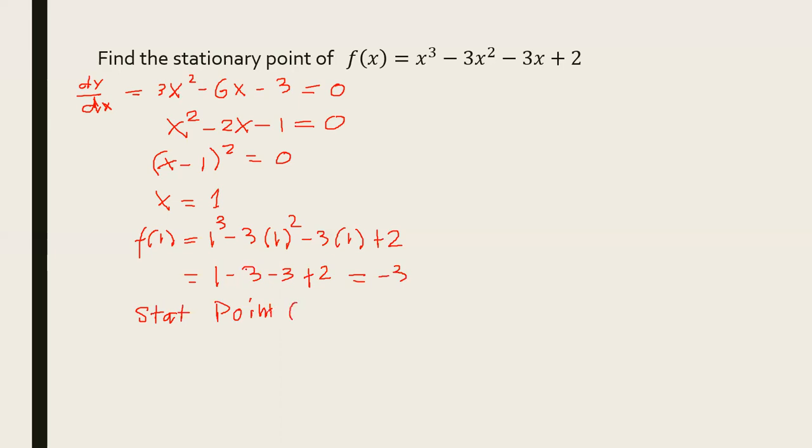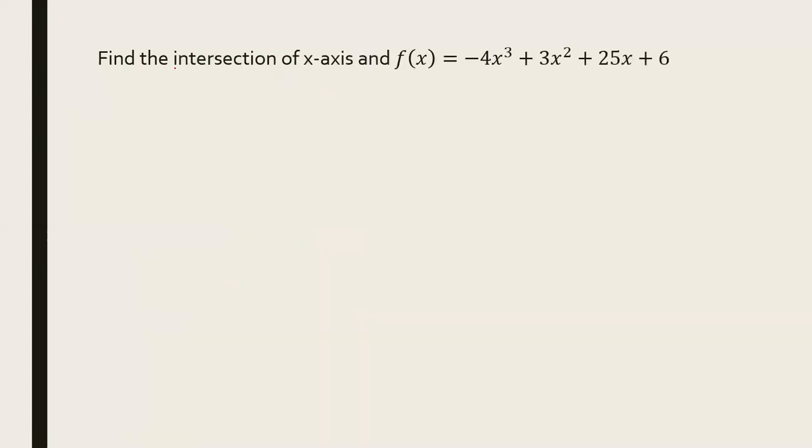is 1 comma negative 3. Okay, so that's the stationary point of this function x cubed minus 3x squared minus 3x plus 2. The stationary point is (1, -3). All right, next find the intersections of the x-axis and f(x).